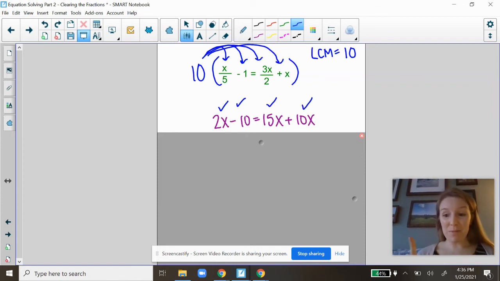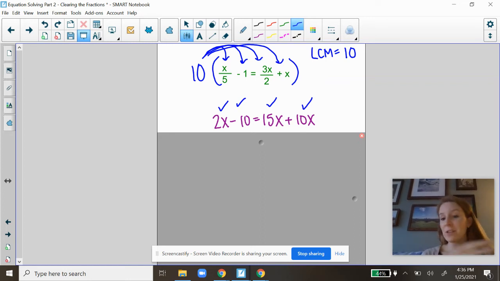I will tell you the number one mistake that kids make in this unit is that they don't distribute all the way. They forget about those whole numbers. They forget about the fractions. Remember that, share the love, give that 10 to everything.